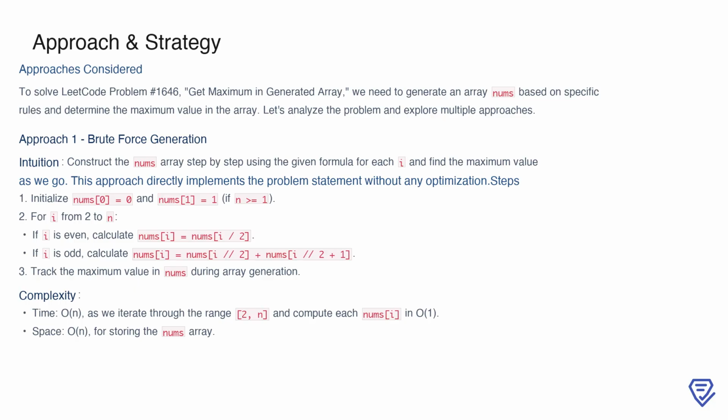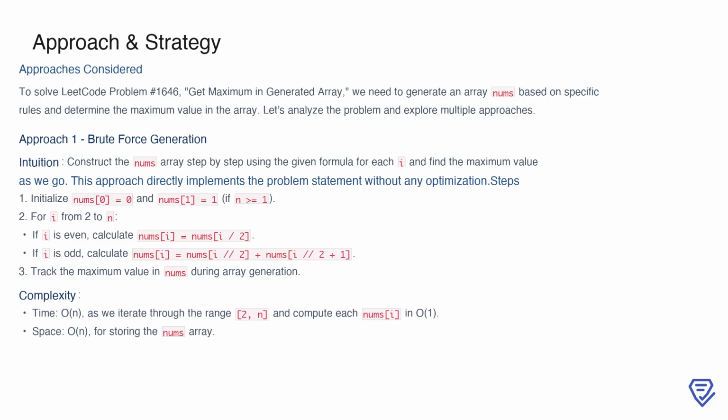With this in mind, one straightforward approach is to construct the array step by step and keep track of the maximum value as we go. This method starts by initializing nums[0] and nums[1], and then iterates through indices from 2 to n, calculating each value based on the rules provided in the problem.